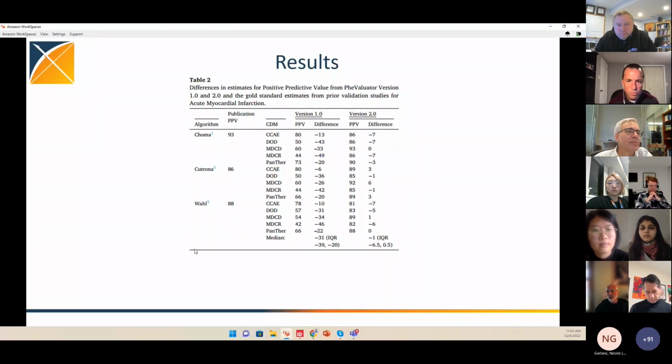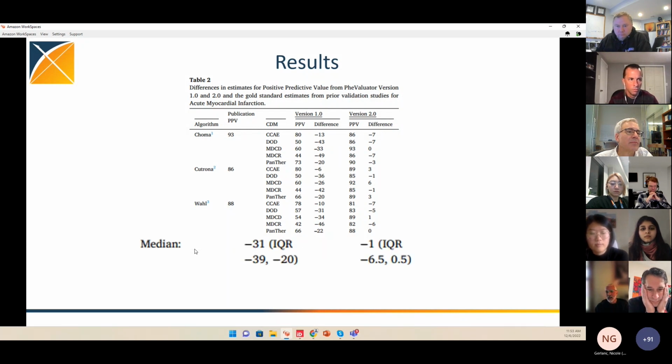These are the results from comparing PheValuator 1.0 versus 2.0 for myocardial infarction, which was what we compared in the first paper for 3 different studies. And what we found was that in PheValuator 1.0, the median difference between what PheValuator estimated and what the papers estimated was about a 31% difference. With PheValuator 2.0, we reduced this to about a 1% difference.